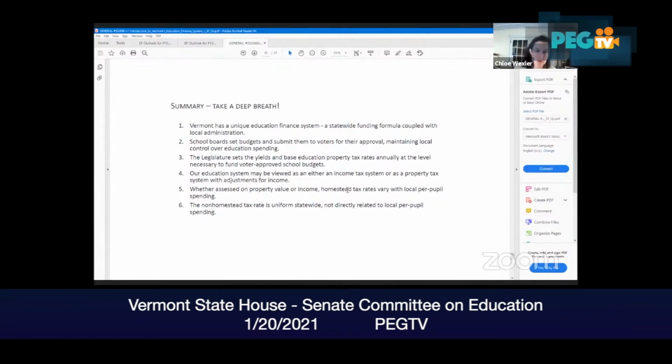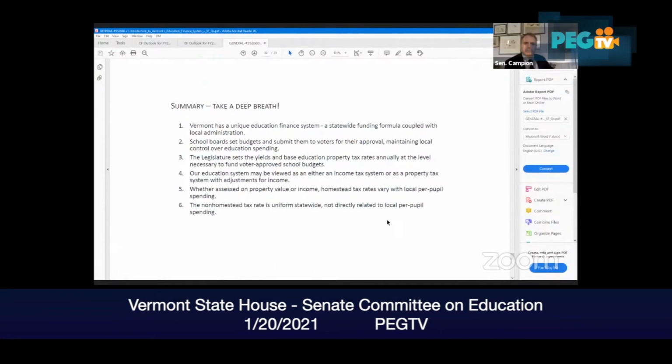But it is important to note that whether you pay on property value or income, the homestead property tax rates vary directly with local per pupil education spending, whereas the non-homestead tax rate is uniform statewide. So a lot to take in. I'm happy to continue to answer any more questions.